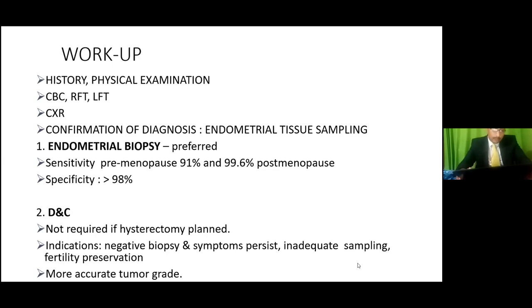Coming to the D&C, it is not required if a hysterectomy has been planned. Indications of dilatation and curettage are a negative biopsy, if the specimen is inadequate, if the symptoms persist and inadequate sampling has been there, and if the patient has been planned for fertility preservation. The additional information we get from dilatation and curettage, apart from the endometrial biopsy, is the tumor grade.